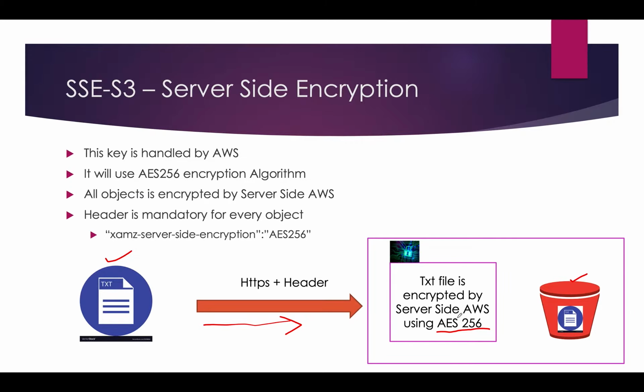The one key point here is that the header is mandatory. While uploading, you can perform this action. I will show you how to provide this header key. This is called AES 256. This is the header. If this header is not available, it will fail when you enable the encryption. This is called server side encryption.